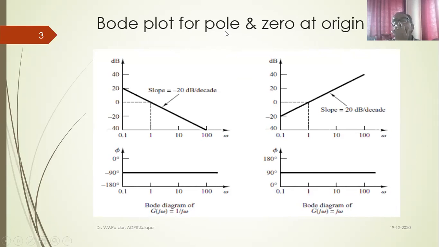In the pole at the origin, if I put s equal to 0 for the denominator value, the entire ratio becomes infinity. So these are called poles and zeros at the origin. Now, what is the Bode factor magnitude plot?